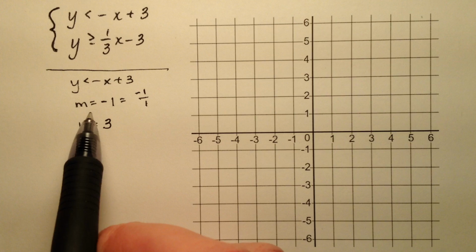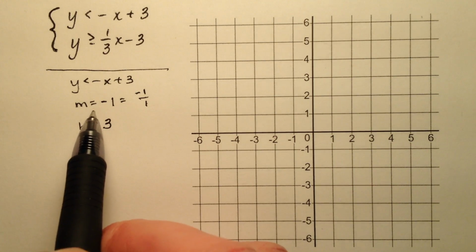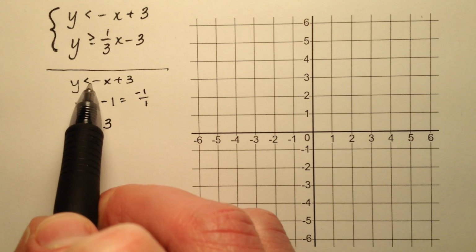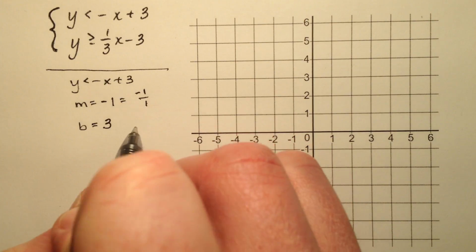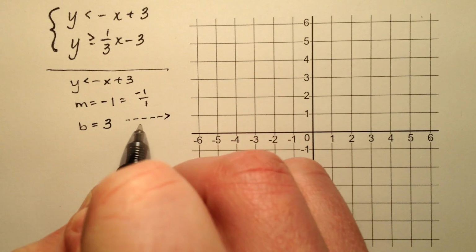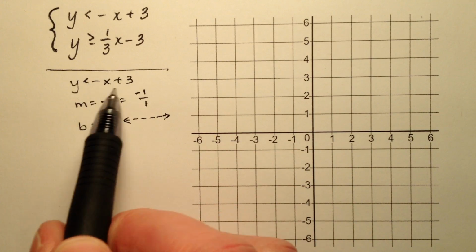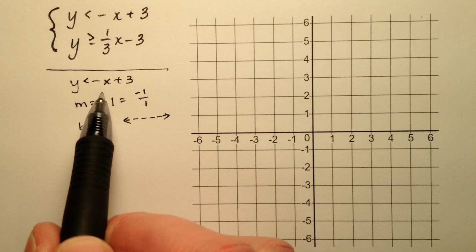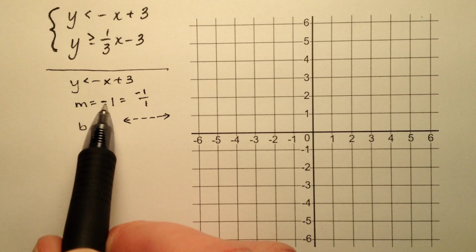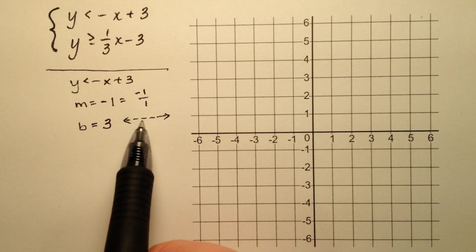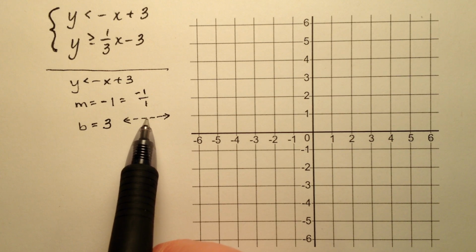The third thing, we need to know whether this is going to be a solid line or a dashed line, and it's y is less than, so there's not an equal to in there, so it's just less than. So I know this is going to be a dashed line. That indicates that this line functions as a boundary between 2 regions, and the line itself is not included in the solution set. It's merely a boundary.